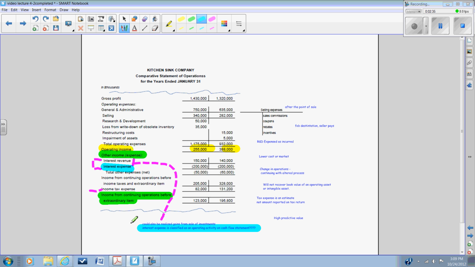For now, understand that after operating income, we're going to present revenue and expenses relating to non-operational items, typically involving financing for interest expense or investing for interest revenue, dividend revenue, or gains and losses from the sales of investments.